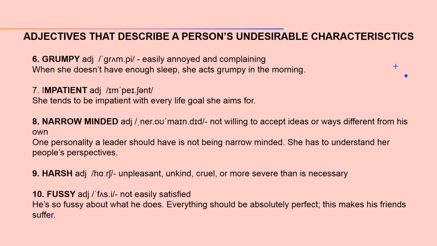6. Grumpy, easily annoyed and complaining. When she doesn't have enough sleep, she acts grumpy in the morning. 7. Impatient. She tends to be impatient with every life goal she aims for.